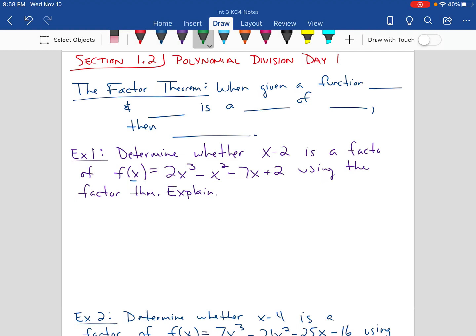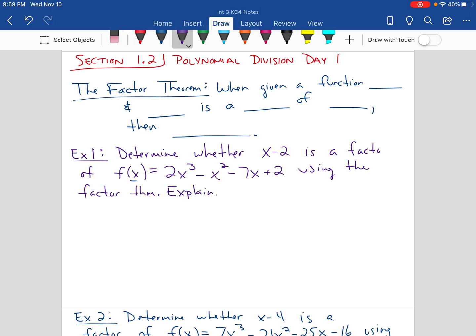Hi everyone, this is section 1.2 polynomial division day 1 for Integrated 3 KC4. Okay, so this section is going to be fairly long. We're probably going to do a few days at least. If you have any questions on this, please let me know in class because this is a tough section. So the first thing we're going to start with is the factor theorem.